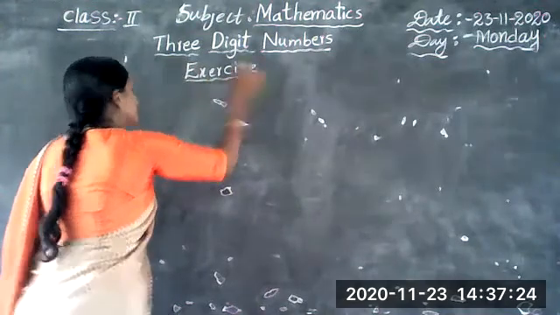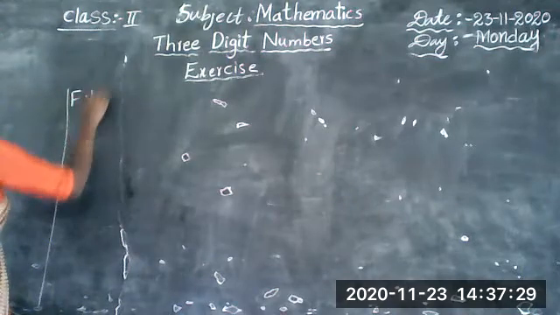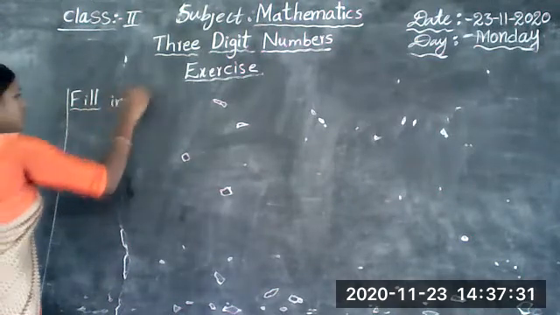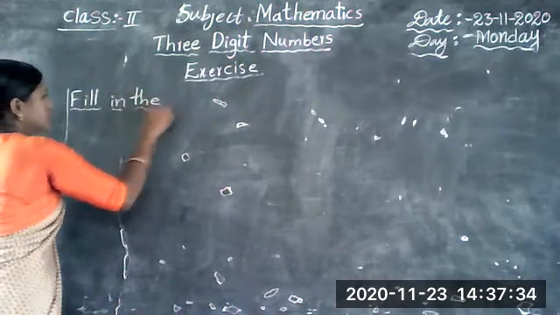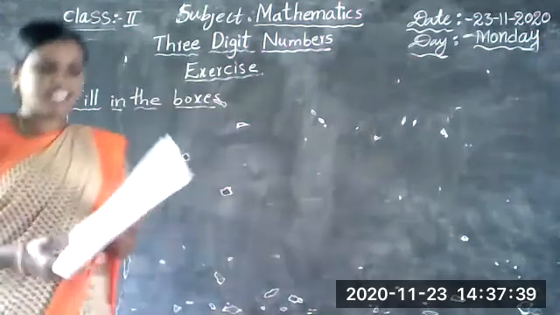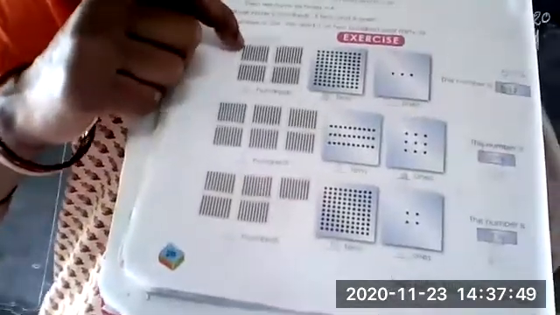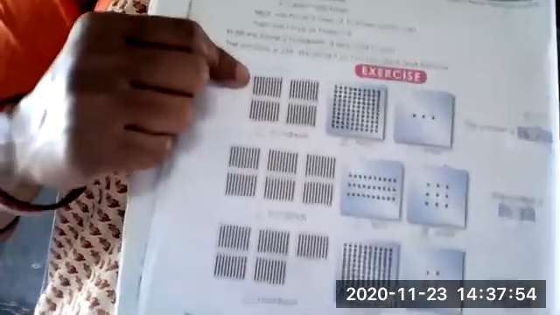E-X-E-R-C-I-S-E. Exercise. Next. Fill in the blanks. F-I-L-L. Fill in the box. See children, they are given some cards. Each card has 100 holes. Like the dots that are there now. So these are called holes. Now let us draw on the board how many cards are there.